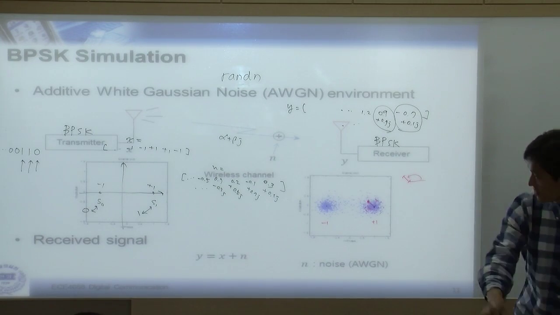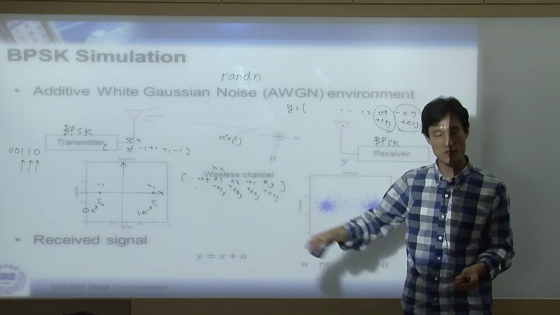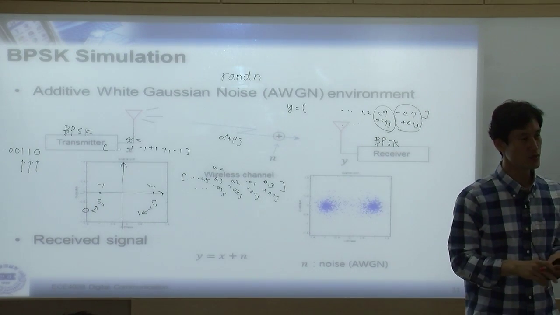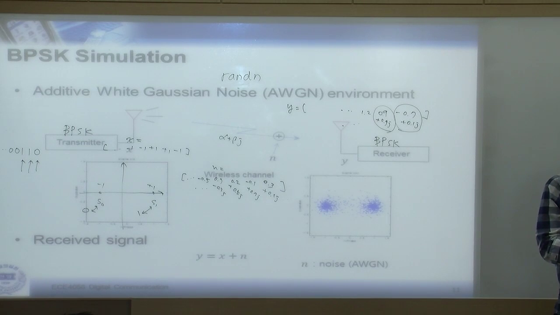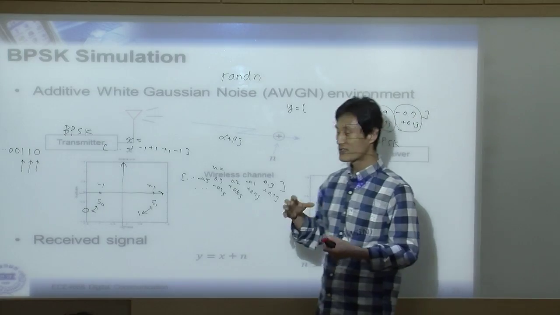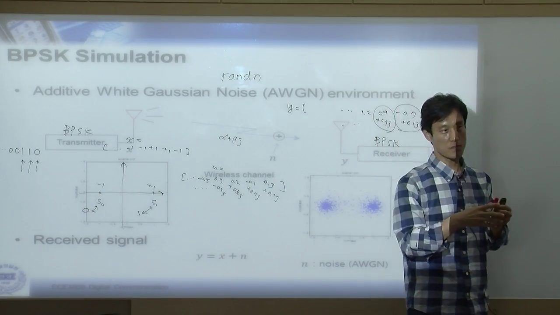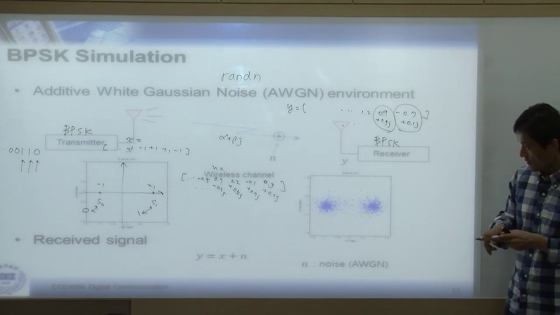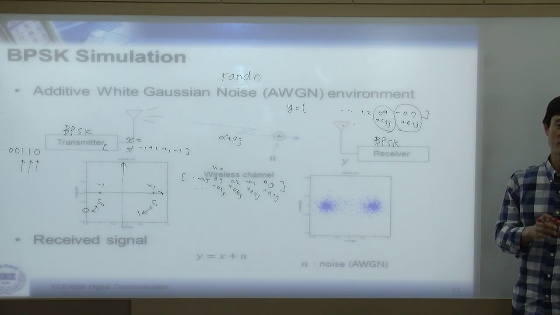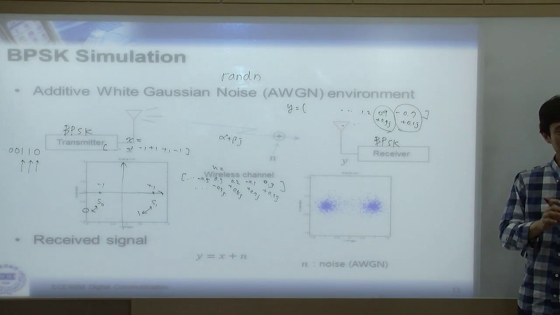Then let me ask you a question. Noise can sometimes be very big, and sometimes very small, right? How do you know? What is the metric you're going to use to measure the noise power? SNR, yes. That's why SNR is important. What is SNR? SNR is the signal power versus the noise power. So what if we have very low SNR? Then what kind of picture do you see?